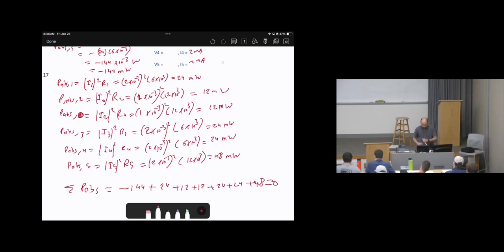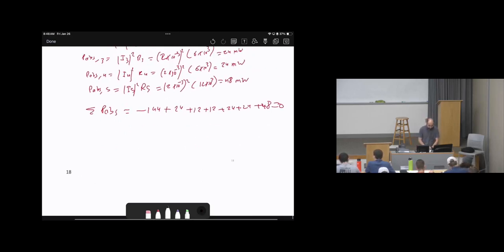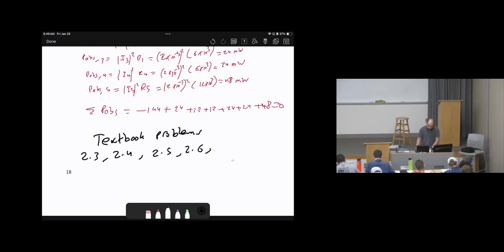The last thing, I would like to write some textbook problems or homework problems that will be very important for the quizzes and for the exam as well. Textbook problems: problem 2.3, 2.4, 2.5, 2.6, 2.9, 2.10, 2.11, 2.27, 2.28, 2.31.